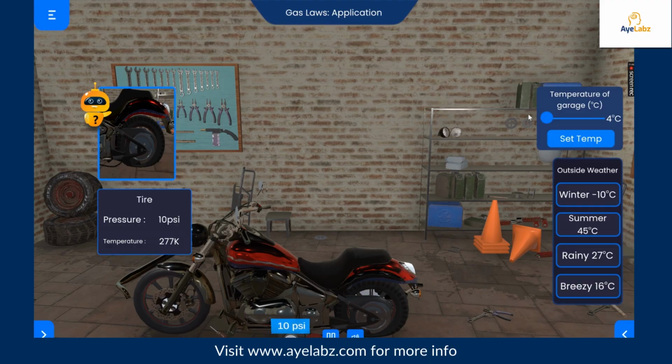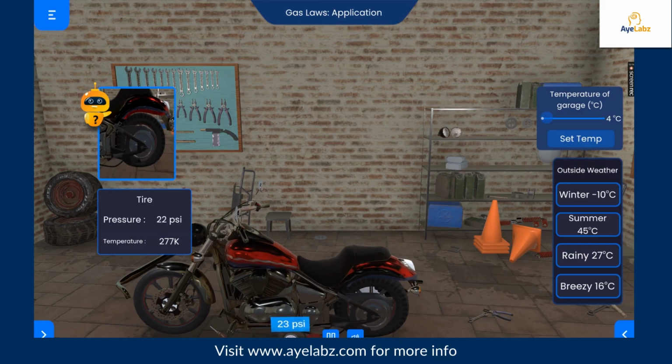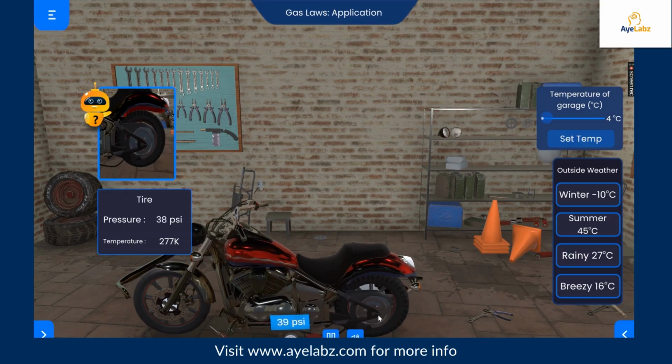Here we have the parameter of temperature. At the time of filling the air, you can change the temperature from 4 degrees Celsius to 50 degrees Celsius. Let me set 4 degrees Celsius for now. I'm setting the temperature and then clicking on the pump. It will increase the pressure and the air is getting filled into the bike tire.